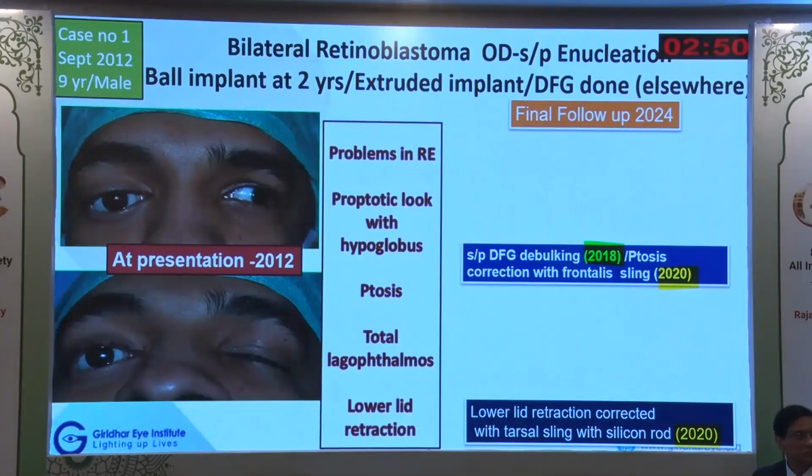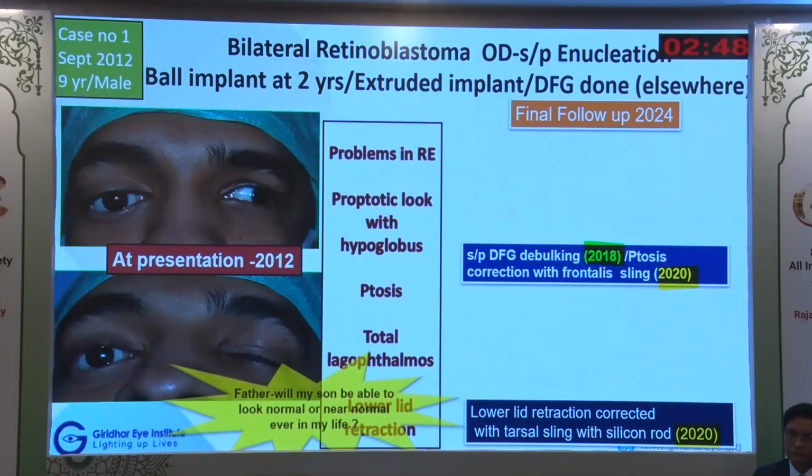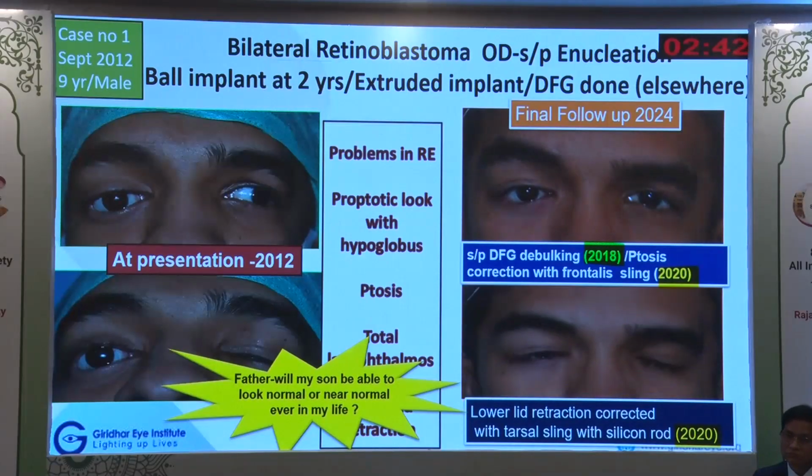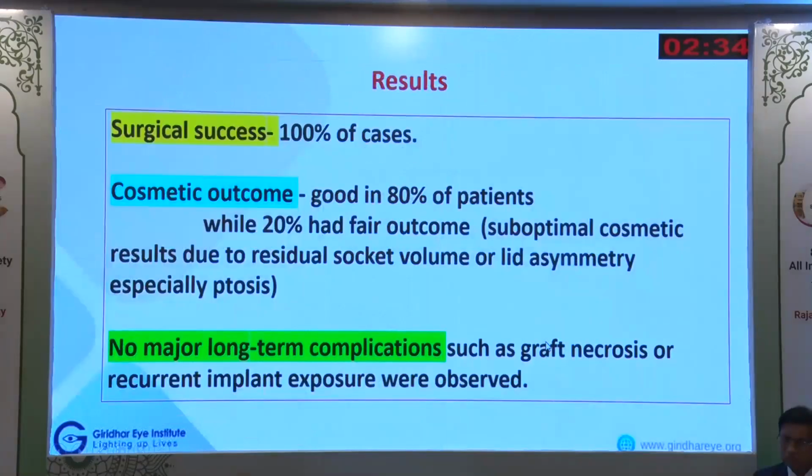So coming to our first patient, he underwent dermis fat graft debulking in 2018, followed by ptosis correction and lid retraction correction in 2020, and this is his picture at final follow-up of 2024 with reduction in proptosis and improvement in lagophthalmos with a satisfied outcome. So we had surgical success in 100% of cases, and the cosmetic outcome was good in 80% of patients, while 20% had fair outcome due to suboptimal cosmetic results because of residual socket volume and lid asymmetry.